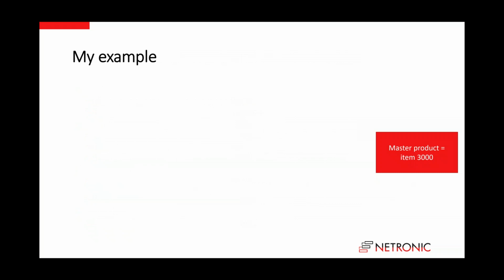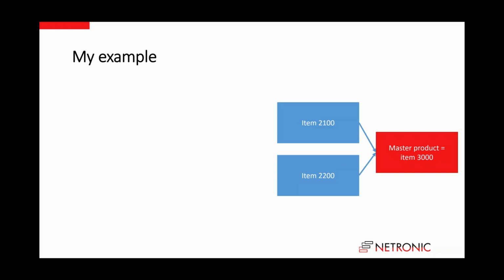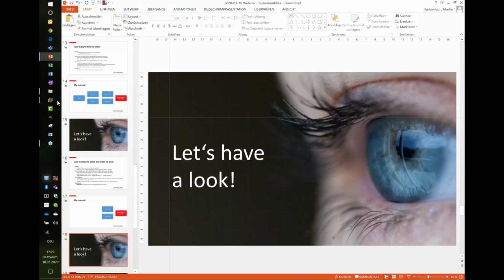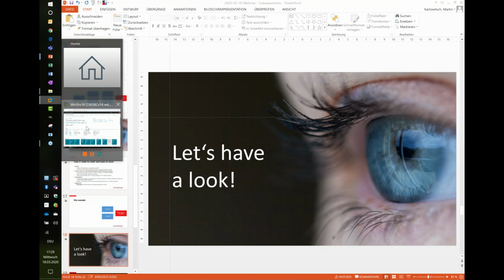So my example is, I have a master product that I'm going to produce, and I call this item 3000. I was kind of sick of bicycle examples, but I couldn't think of something concrete, so I made this a little bit abstract, and for this master product I need item 2100 and 2200. This is a more simplistic case, and maybe sometimes I just do item 3000 and I will only need item 2100. So let's go again to Business Central and have a look at how to set this up.